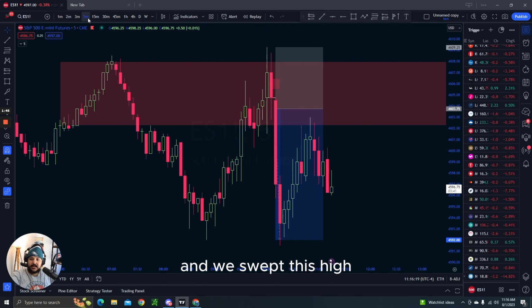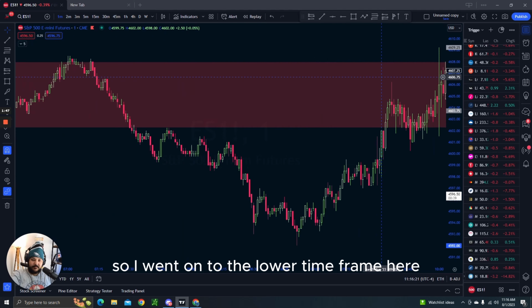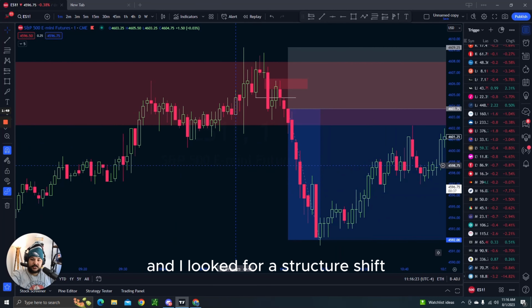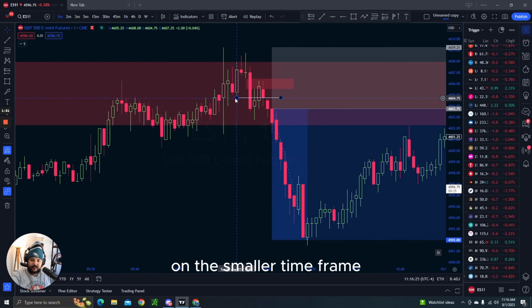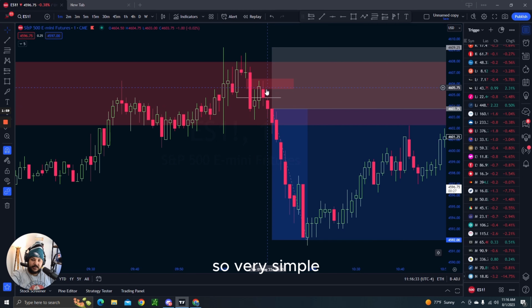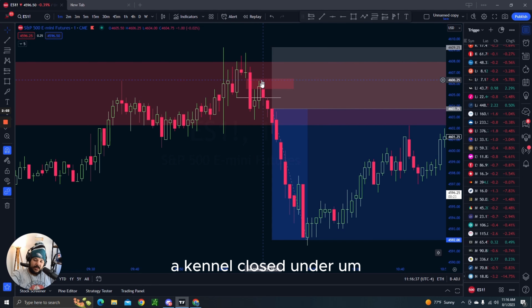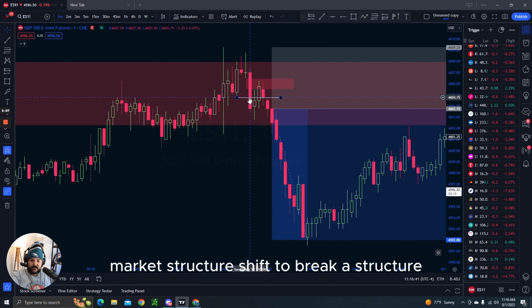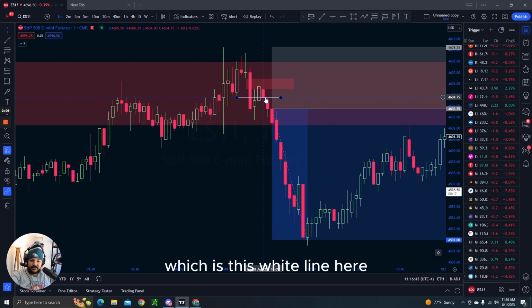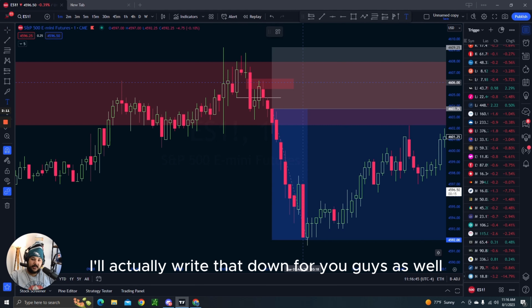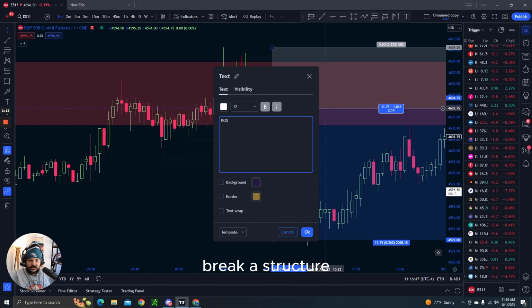We swept this high, so I went on to the lower time frame and looked for a structure shift on the smaller time frame, which was right here. We had a structure shift with an imbalance. We left a fair value gap. So very simple, I waited until a candle closed under my market structure shift to break the structure, which is this white line here. I'll actually write that down for you guys as well. Break of structure.